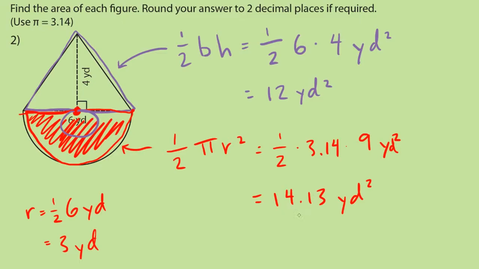So this is equal to 14.13. Excellent. Okay, so that is the area of the semicircle. So we've got this portion taken care of.